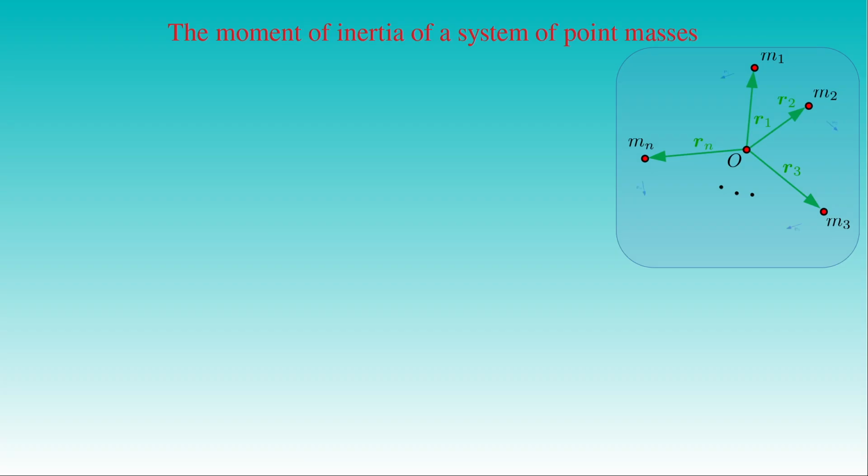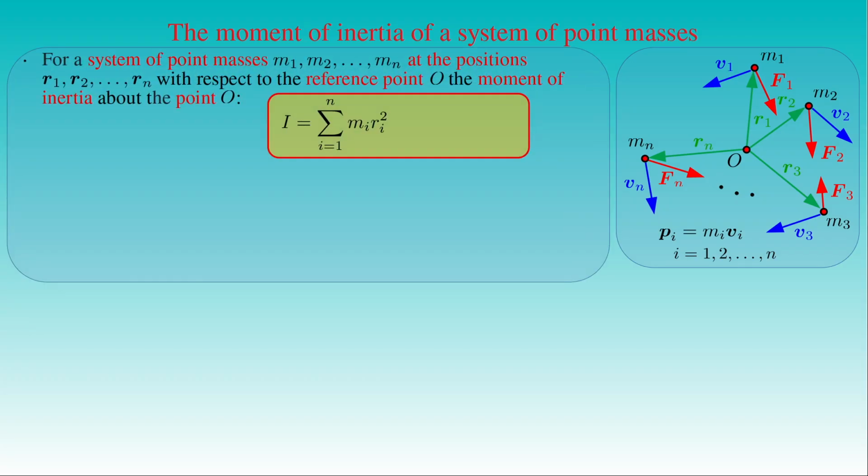Let also Vi denote the velocity of the point mass mi, where the momentum pi of the point mass is given by the product of its mass mi and its velocity Vi. The net force Fi acting on the point mass mi is equal to the vector sum of all the forces exerted on the point mass. For such a mechanical system we can define the moment of inertia I about the point O by the sum of the product of the mass mi and the square of the magnitude of the position vector Ri from i equals 1 to n. Here the square of the magnitude of the position vector Ri is simply given by the dot product of the vector with itself.